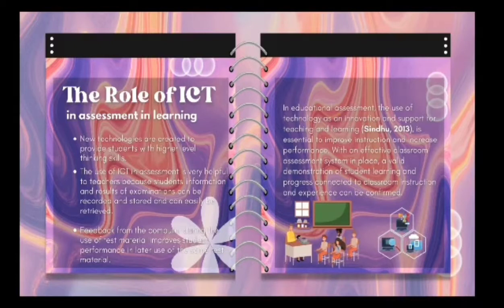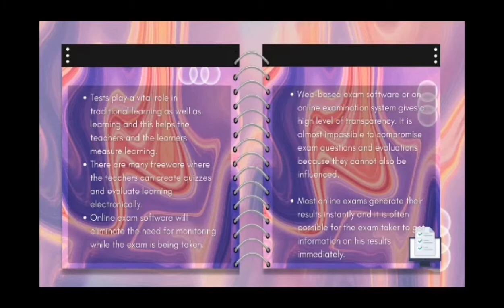With an effective classroom assessment systems in place, a valid demonstration of students' learning and progress connected to classroom instruction and experience can be confirmed. Educational assessment, also known as educational evaluation, is the systematic process of finding out about a student's knowledge, experience, skills, and belief using empirical data. So the ultimate goal of this is to quantify and document how much a student knows. There are different ways to carry out educational assessments.